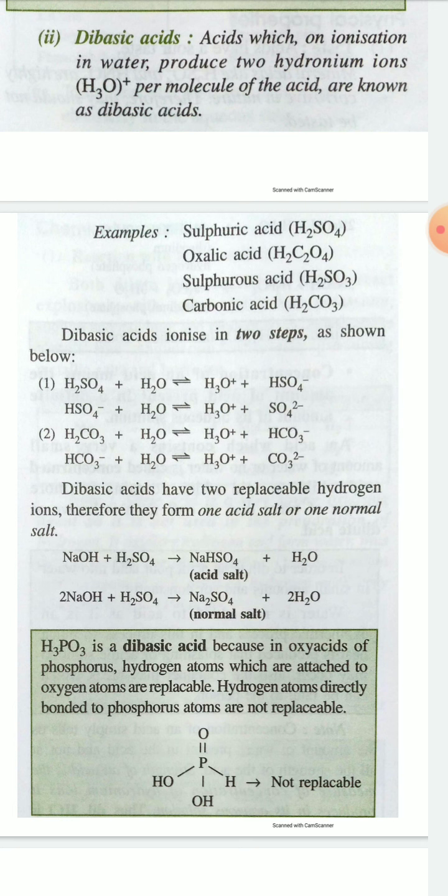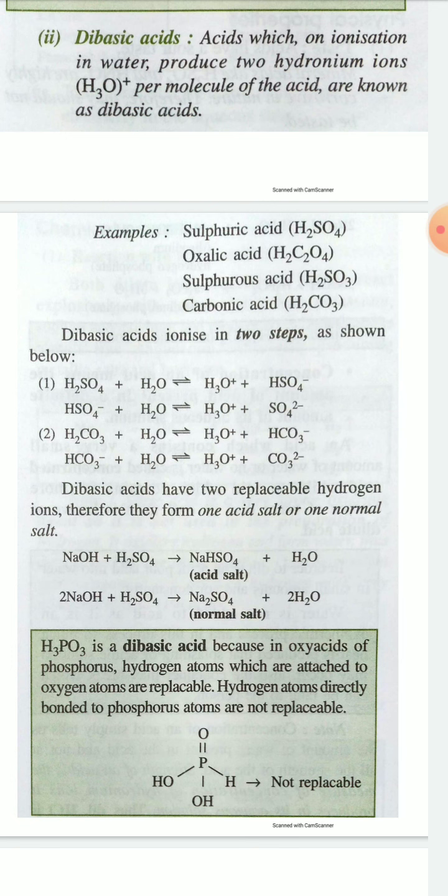In the second step, NaHSO4, which contains one more H+ ion, one more hydrogen atom, can further react with NaOH to form Na2SO4 and water. So Na2SO4 is a normal salt because it does not contain any hydrogen, but NaHSO4 is an acid salt because it contains one hydrogen atom.